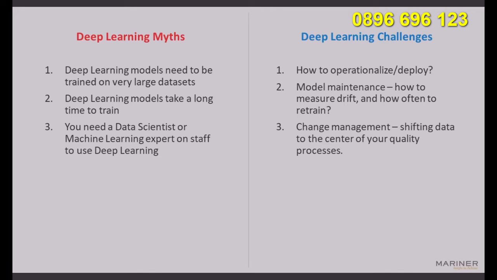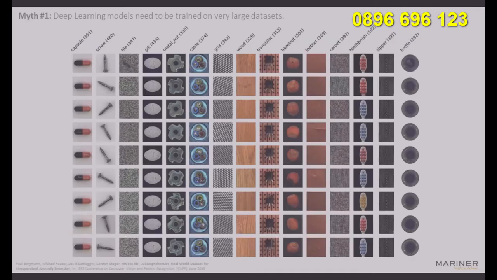And we'll kind of walk through those one by one. And I think this will give you a sense for how we see deep learning in 2020 in quality inspection. So let's go through the myths first. So the first one is that deep learning models need to be trained on very large data sets. So let's hop right into that.